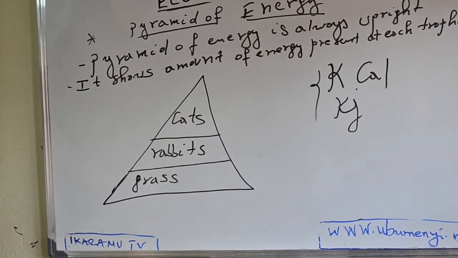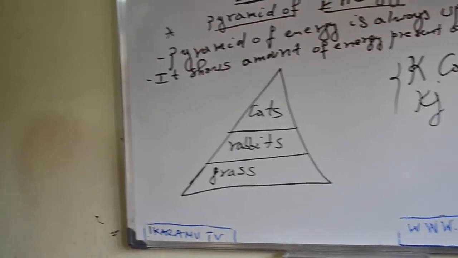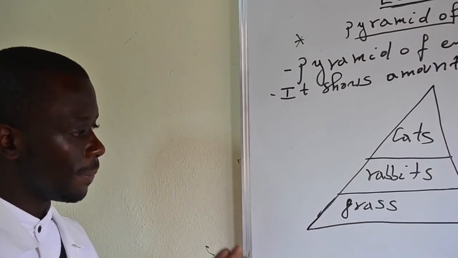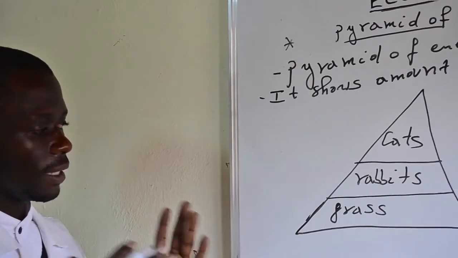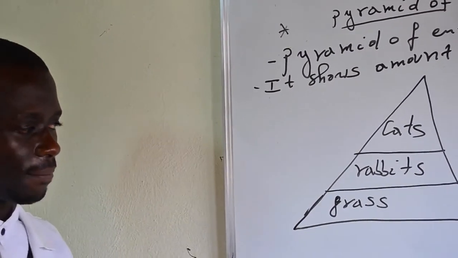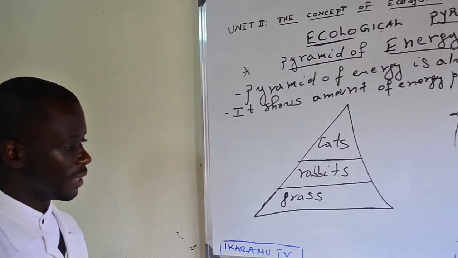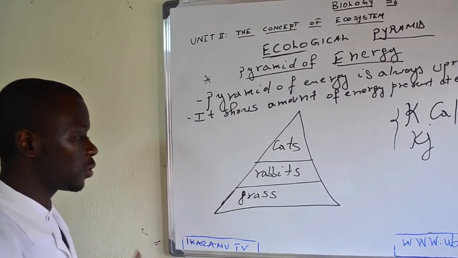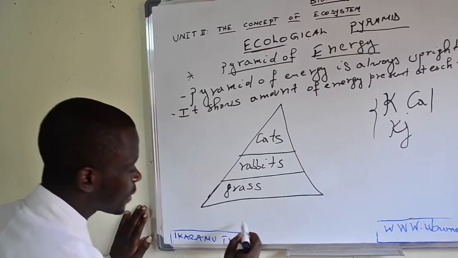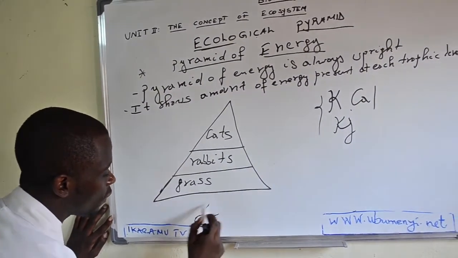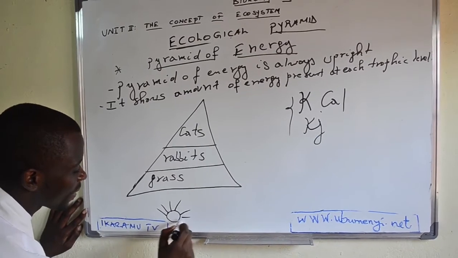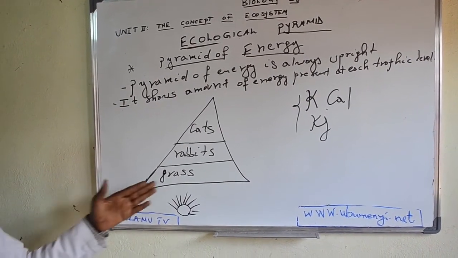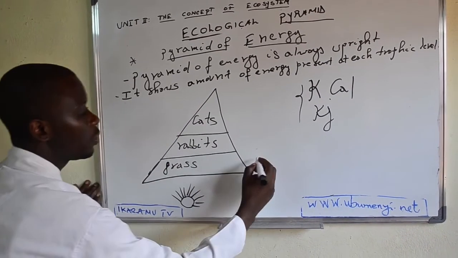So, grass will have a lot of energy because it gets its energy from the sunlight, okay? It converts the sunlight into the organic matter that's used for feeding. So it will always have a great amount of energy. This energy comes from the sunlight, and this energy will be huge.